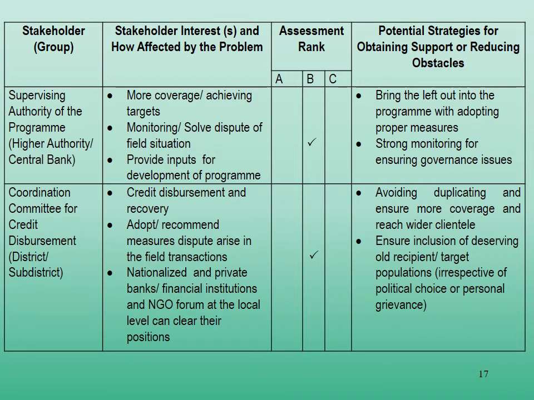Ladies and gentlemen, I put it B here. So bring the left out into the program with adopting proper measures, strong monitoring and ensuring governance issues. So this is a big challenge. We have a very good example of safety net programs for hardcore poverty in our country, about 142 safety net programs in our government. So many efforts were there by our respected Prime Minister. That is the reason we did very well in poverty reduction.